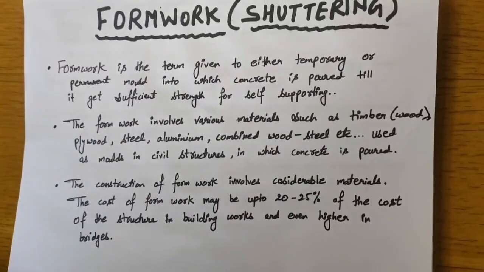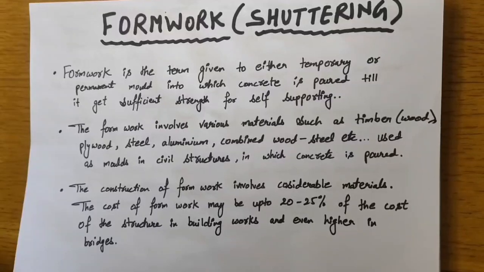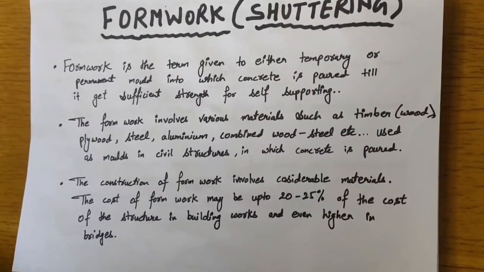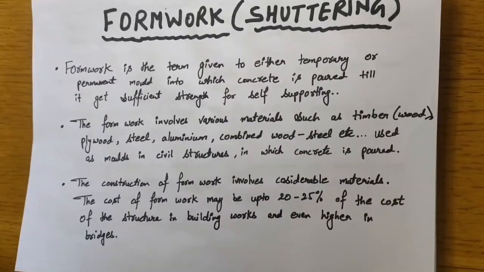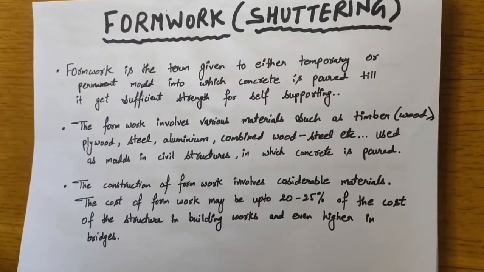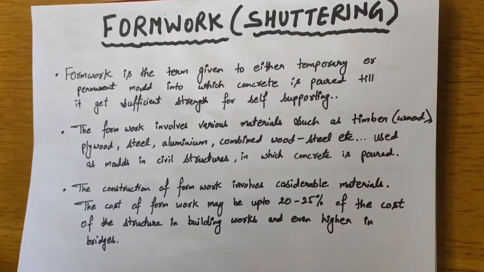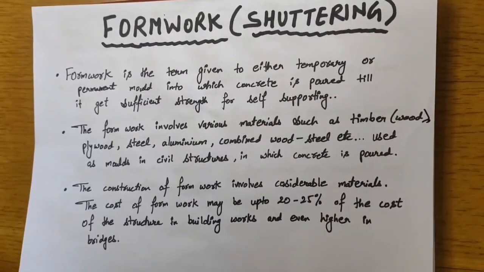So today's topic is very important, which is formwork, which is also known as shuttering. Formwork is nothing but a temporary or permanent mold in which we pour the concrete till it gets sufficient strength for self-supporting. So it's just a mold in which we pour the concrete on site to give it a proper shape, and it is not just to give it a proper shape but also to provide a support.